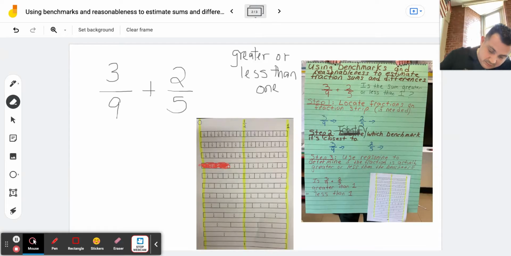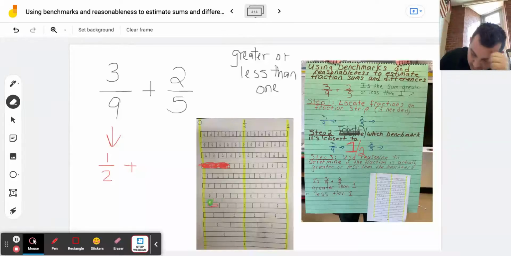So I could even write it right here on the chart. Actually, 1/2. Okay, we have that right here, 1/2. All right, and I'll jot it down right underneath. So 3/9 is closest to 1/2. Plus now 2/5. So I'm going to go to my fifths.